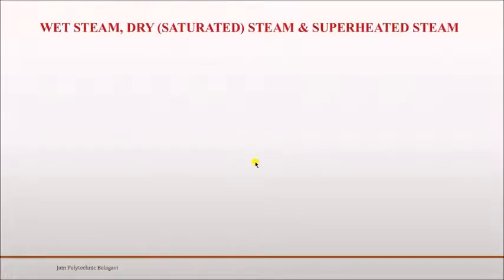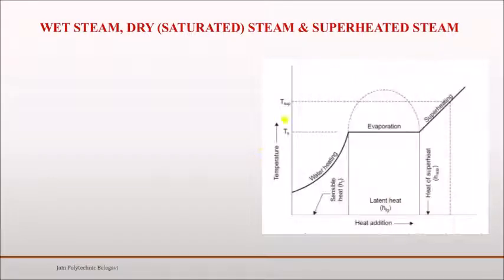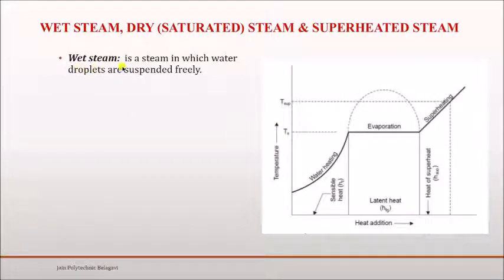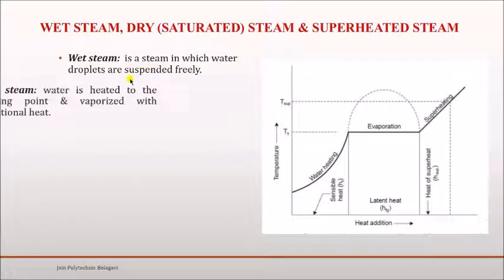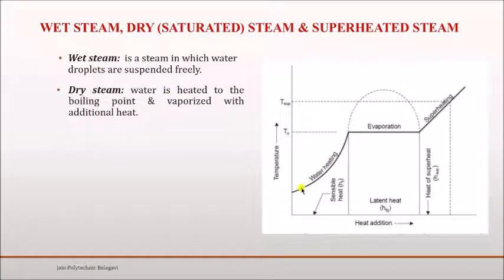Next we'll see the different types of steam. First we'll go through wet steam, dry steam and superheated steam. In the same way, I'll be explaining using this diagram. Wet steam is a steam in which water droplets are freely suspended. At this point, the water has attained the boiling point, that is 100 degrees Celsius. This temperature we call the saturation temperature.